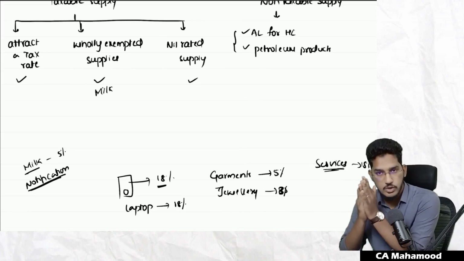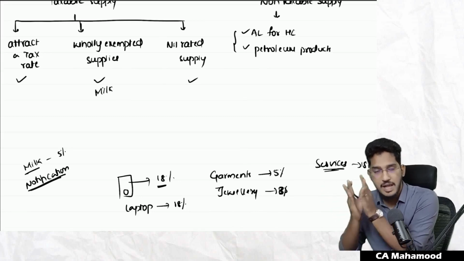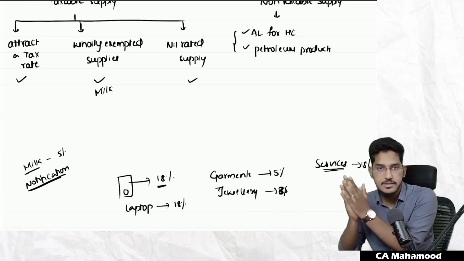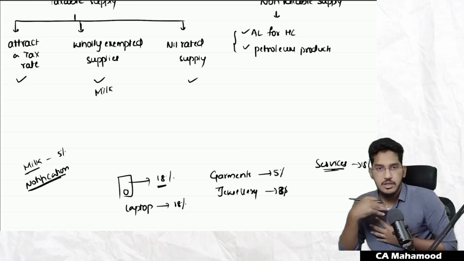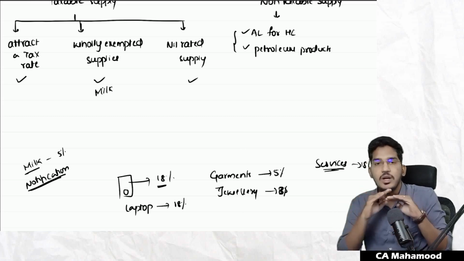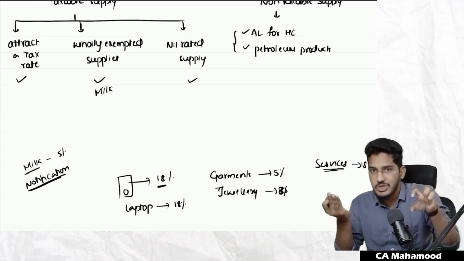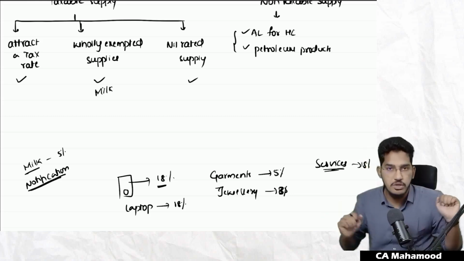Guys, able to understand wholly exempted supplies and nil rated supplies? Wholly exempted supplies, actually against them a tax rate is there, but the government, keeping the public interest in mind, has released a notification and wholly exempted that supply. If in future the government wants to impose tax on it, what they will do is they will revoke the notification.